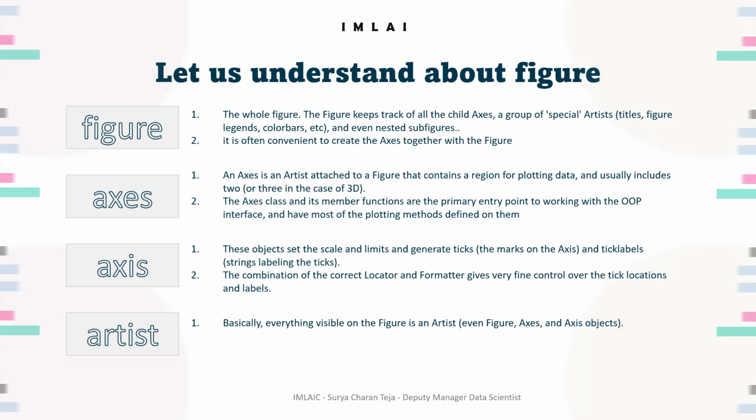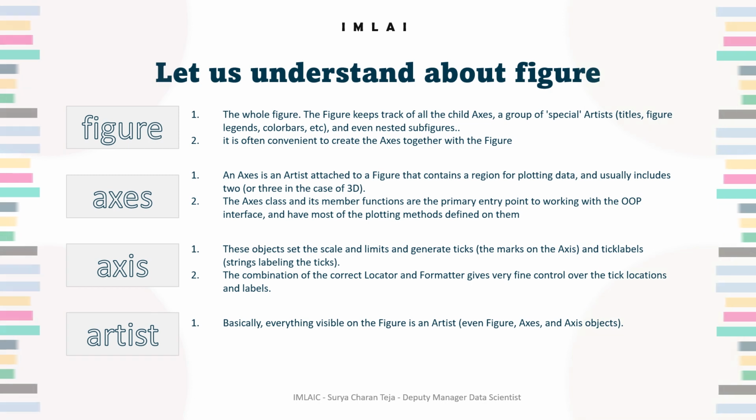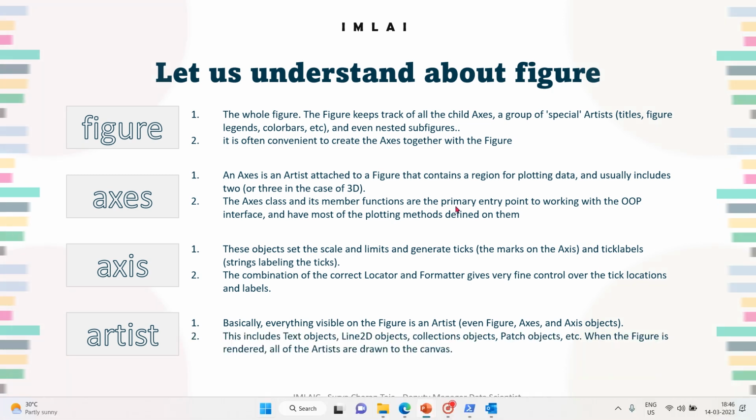This includes text objects. If it is a line, it's a Line2D object, and there are collections objects, patch objects, etc. When the figure is rendered, all of the artists are drawn to the canvas. Most artists are tied to an axes. Such an artist cannot be shared by multiple axes or moved from one to another. Okay, clear?